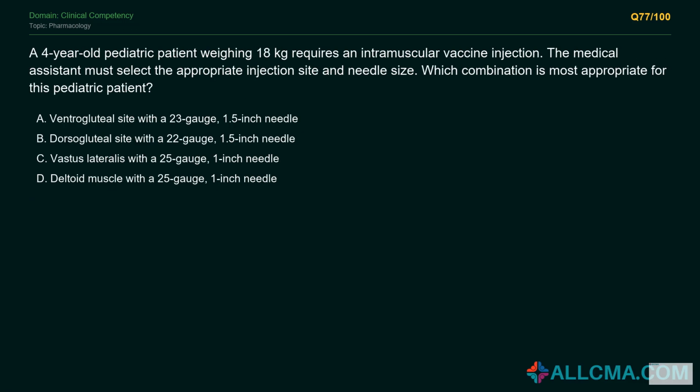Question 77. A 4-year-old pediatric patient weighing 18 kilograms requires an intramuscular vaccine injection. The medical assistant must select the appropriate injection site and needle size. Which combination is most appropriate for this pediatric patient? Option A, ventrogluteal site with a 23-gauge, 1.5-inch needle. Option B, dorsogluteal site with a 22-gauge, 1.5-inch needle. Option C, vastus lateralis with a 25-gauge, 1-inch needle. Option D, deltoid muscle with a 25-gauge, 1-inch needle.